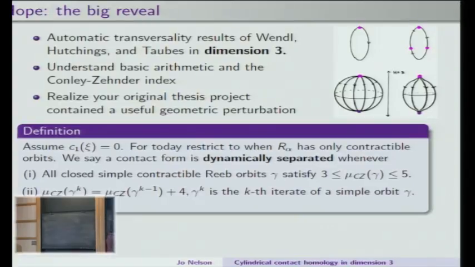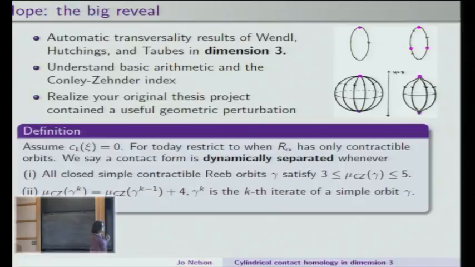Okay, so the definition that I came up with in a reverse way is that we're going to work with dynamically separated contact forms. This is going to be in dimension 3. We're going to assume the first Chern class of the contact distribution is 0, so there's a well-defined integral grading coming from the Conley-Zehnder index. And then this works when you have more than just contractible Reeb orbits, but the definition is harder to explain, and I only have like 5 minutes left, so we're not going to go into that.